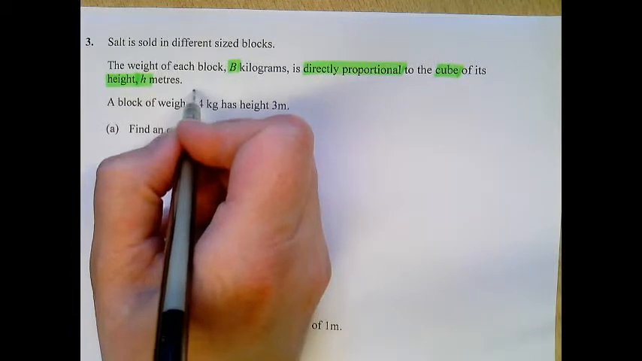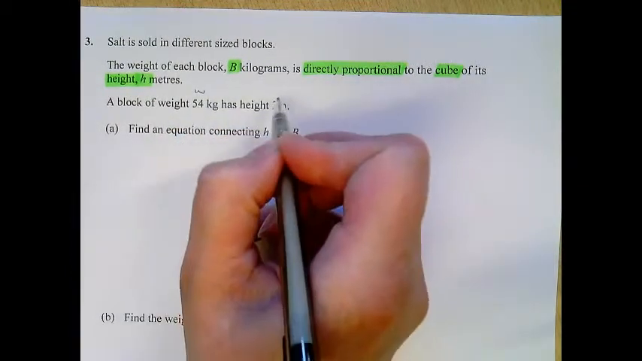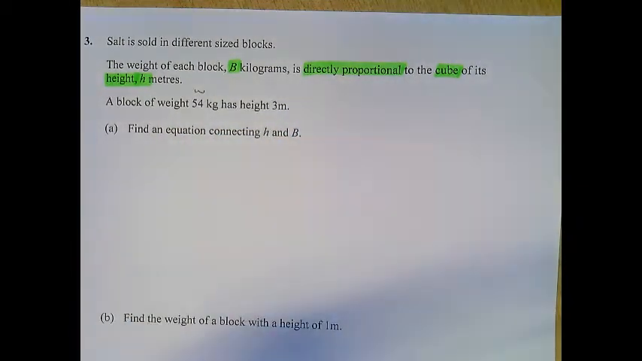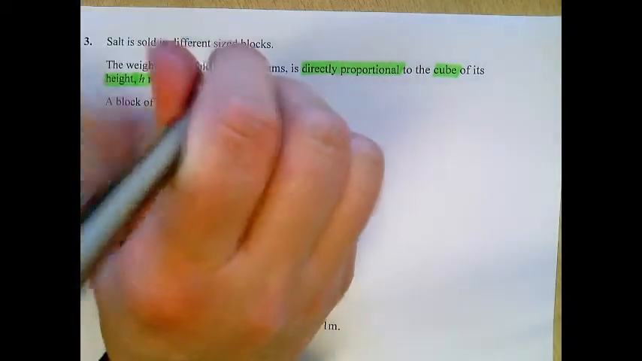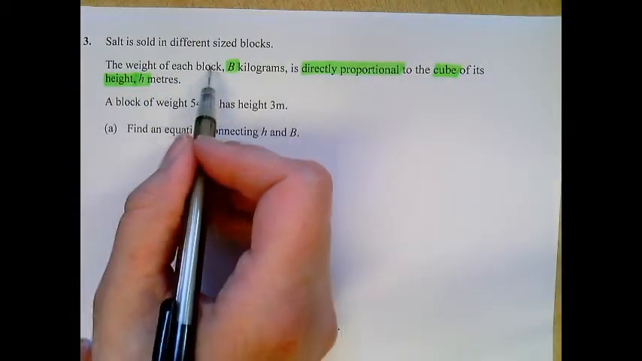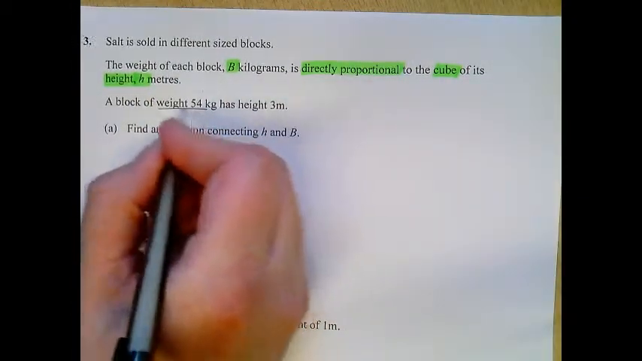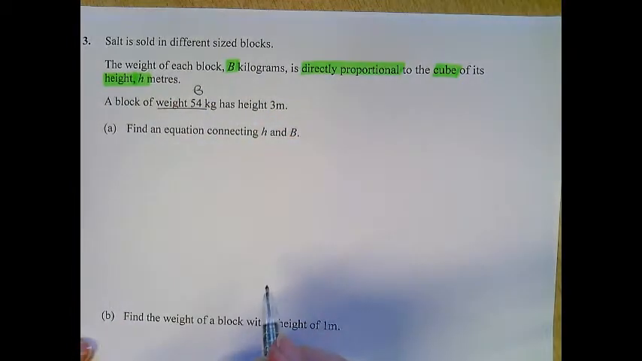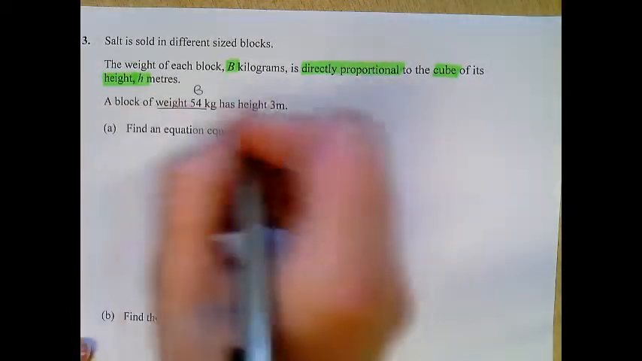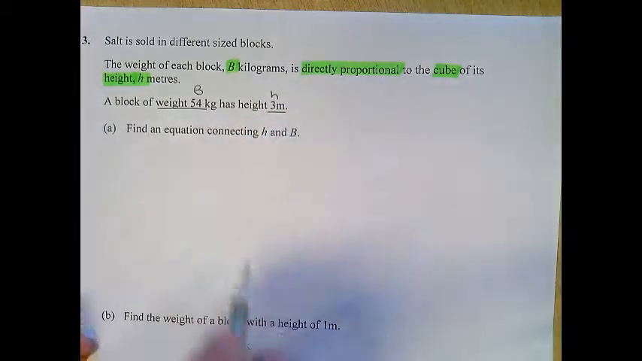So they're telling you that whenever W is 54, oh no, the weight. Why do they use B for the weight? You'd think they would have used a W. I'm using the wrong letters here. So the weight of each block is B. So here, if the weight is 54, that means B is 54. And then the height is 3, which means that H is 3.